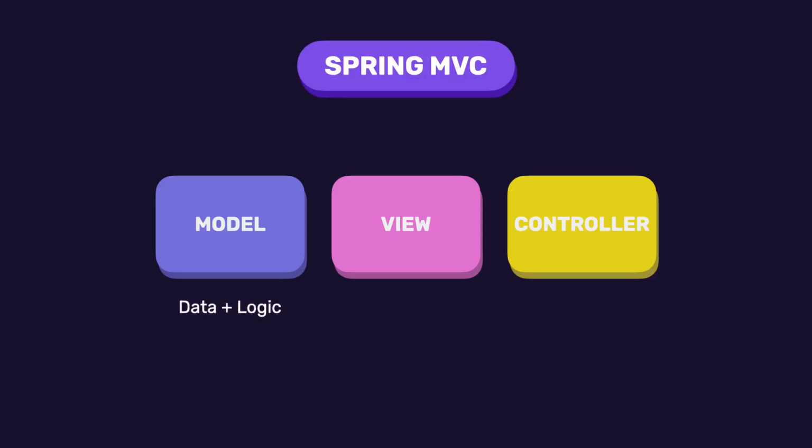Model is where our application's data lives. It represents the business logic and is usually connected to a database or other data sources. In Spring Boot, the model can be a simple Java class. The view is what the user sees. It's the HTML, CSS, or JavaScript that's rendered in the browser. In Spring MVC, views can be static files or dynamically generated using tools like Thymeleaf.